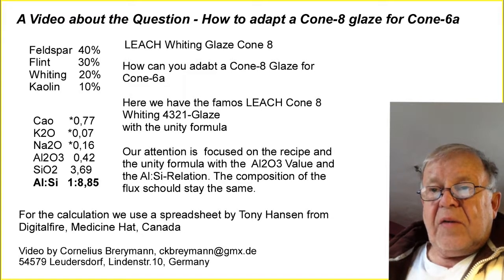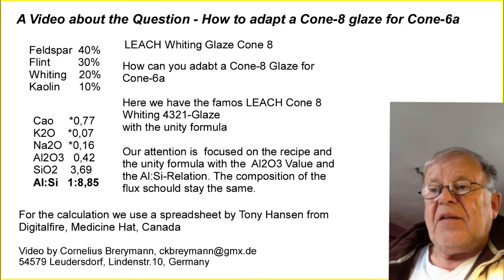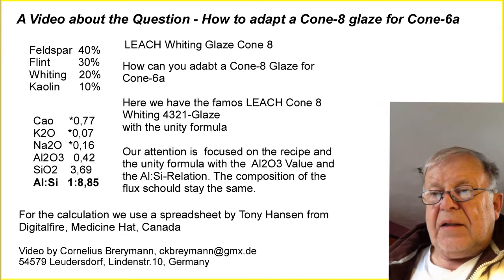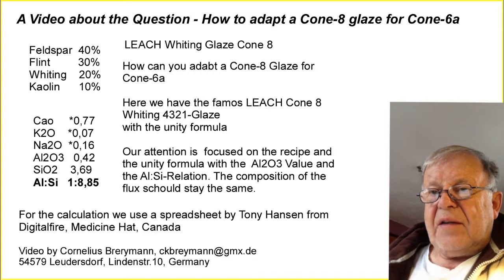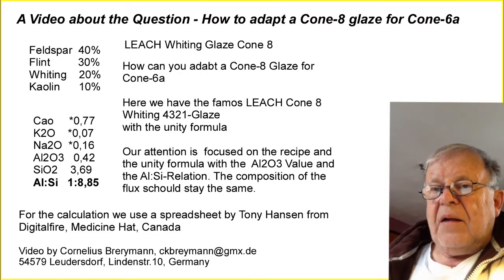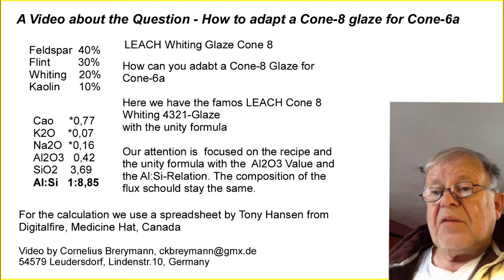This is a video about the question how to adapt a cone 8 glaze for cone 6A. Here we have the LEACH whiting glaze for cone 8 with these very nice simple numbers 1, 2, 3, 4 or 4, 3, 2, 1. 40 parts of feldspar, 30 parts of flint, 20 parts of whiting and 10 parts of kaolin.